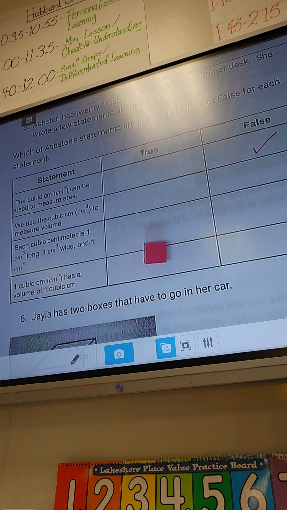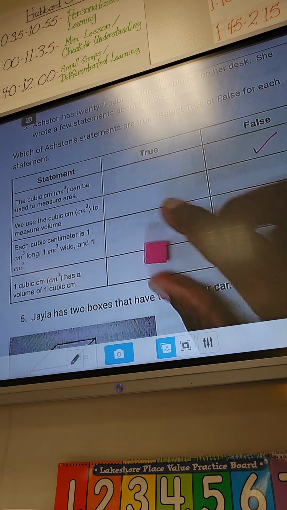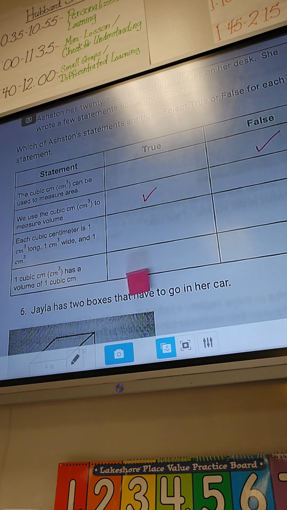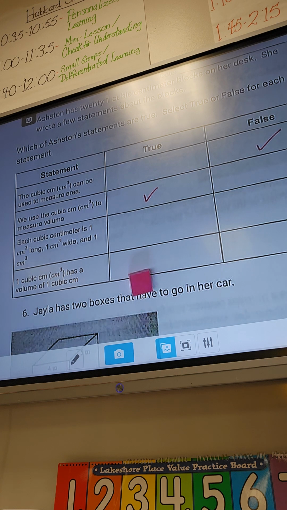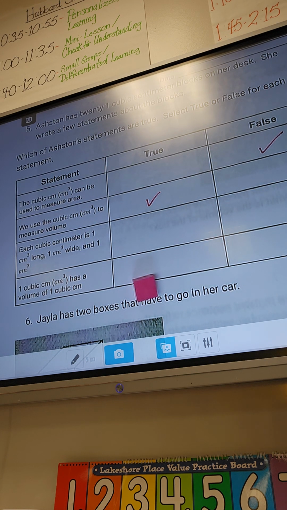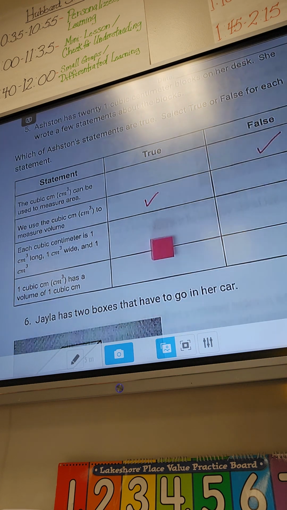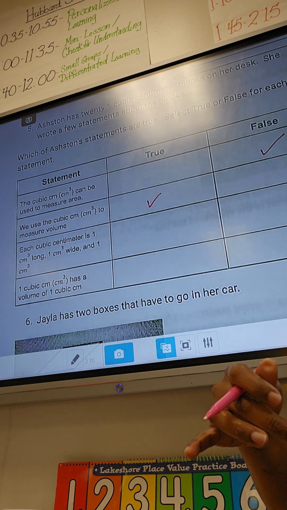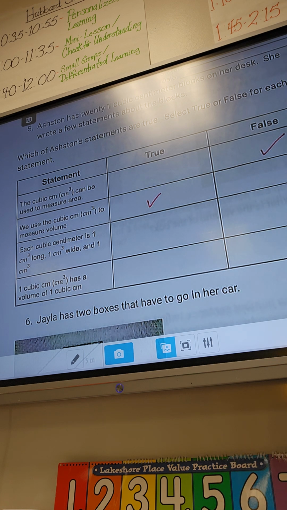All right, we use the cubic centimeter to measure volume. True or false? True. We use length, width, and height to find volume. Each cubic centimeter, these little boxes, is 1 centimeter long, 1 centimeter wide, and 1 centimeter high. True or false? True.